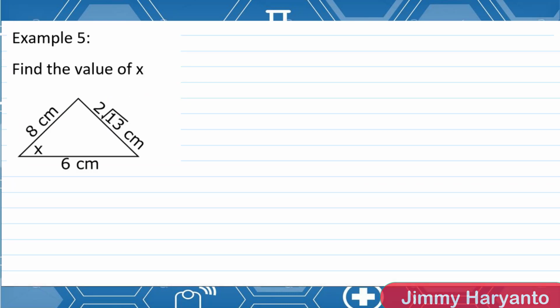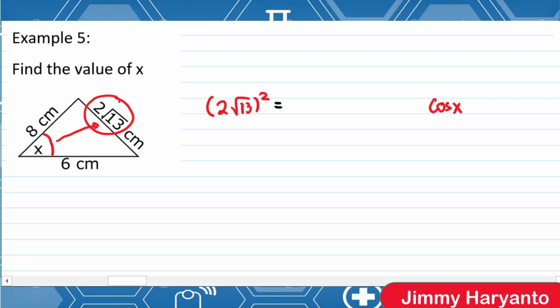Okay, next is number 5. Find the value of x. This time I only have one angle, x. So if you only have one angle, use the cos rule. Okay, so this is x. The opposite side is 2 square root of 13. So I will put 2 square root of 13 in the front, and then square, equals to, at the back I should write cos x like that, and then write the rest. The rest is 8 centimeters and 6 centimeters. So 8 square plus 6 square minus 2 times 8 times 6. That is how you use the cos rule.